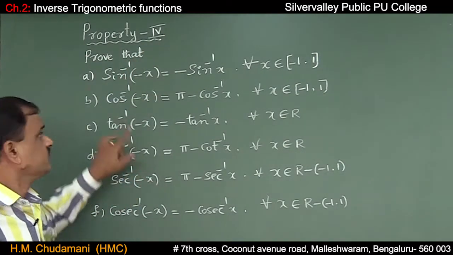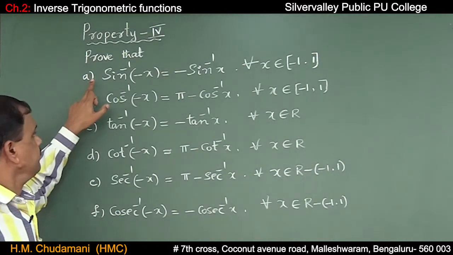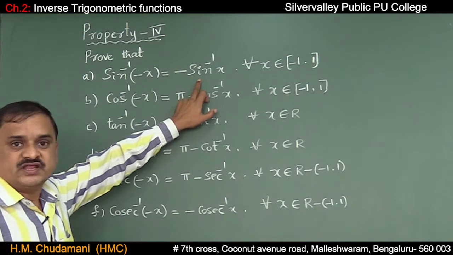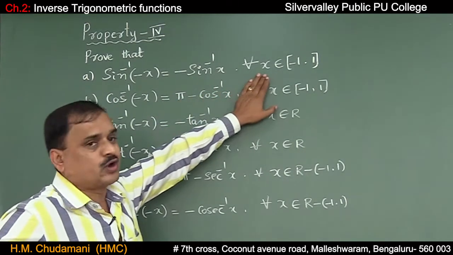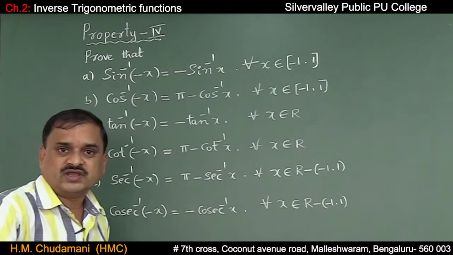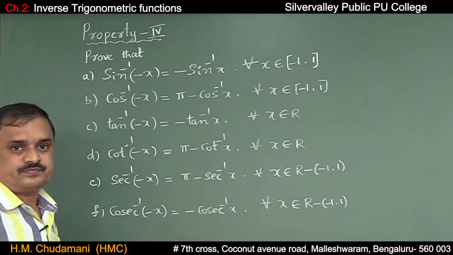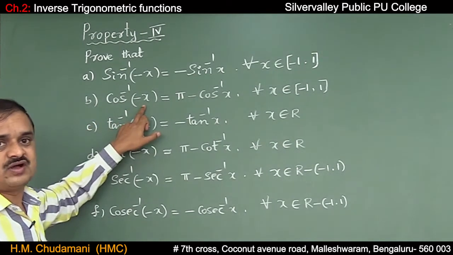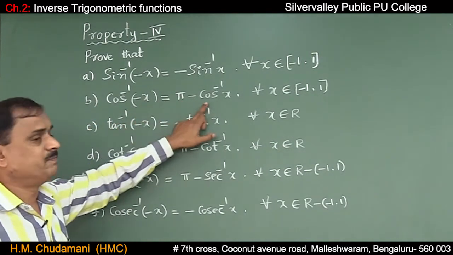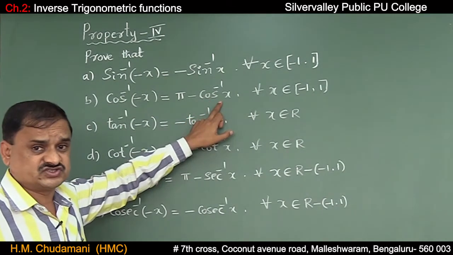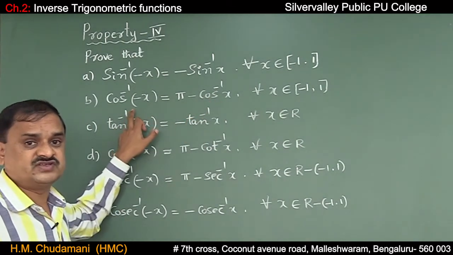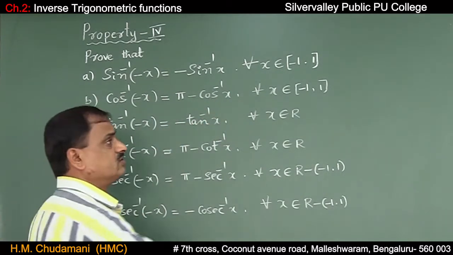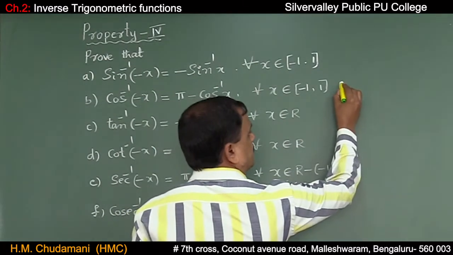Property 4, prove that sin inverse of minus x is equal to minus sin inverse x for all x belongs to minus 1 comma 1. Second one, prove that cos inverse of minus x is equal to pi minus cos inverse x. Cos inverse of minus x equals pi minus cos inverse x for all x belongs to minus 1 comma 1.